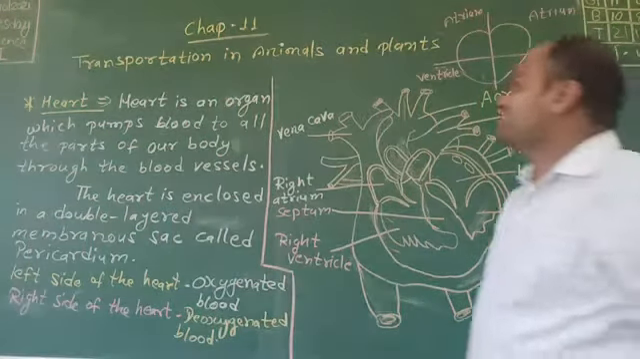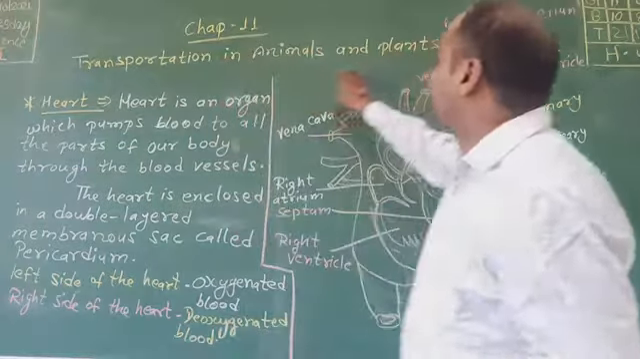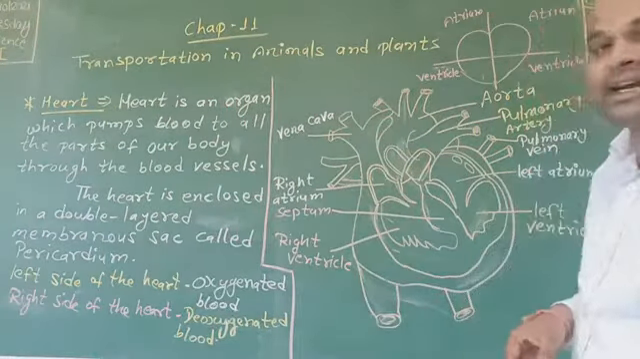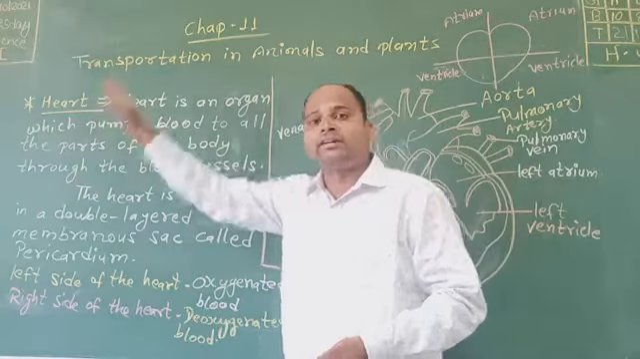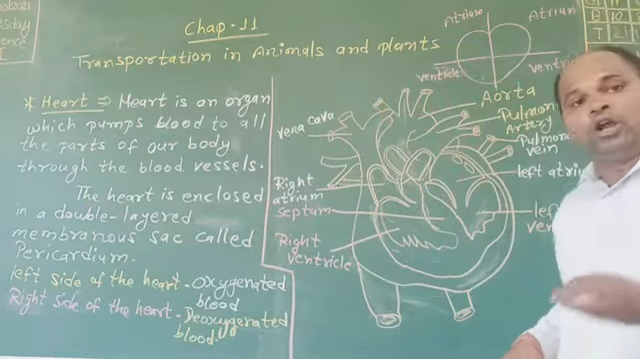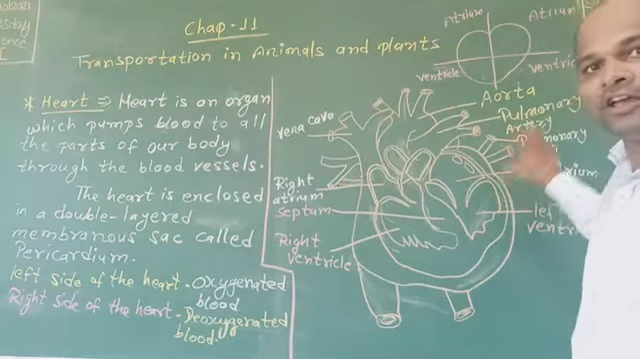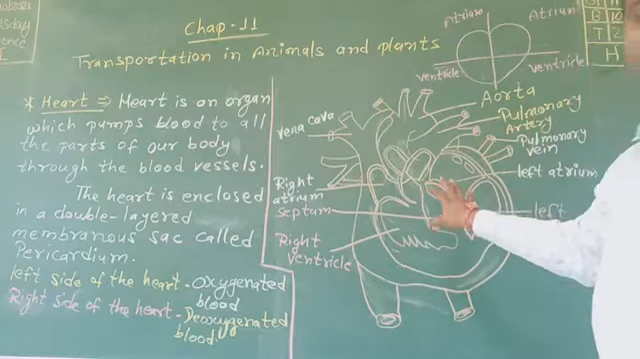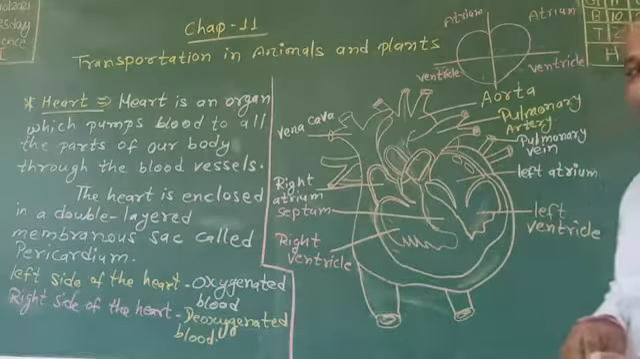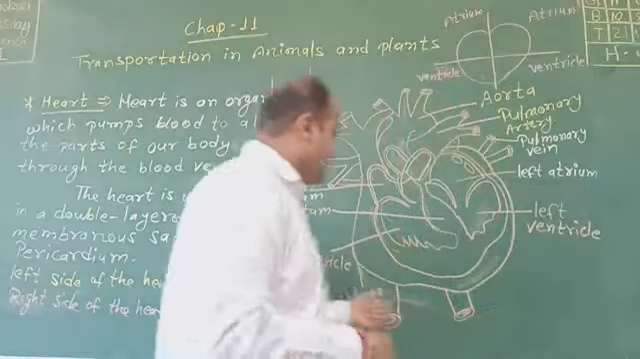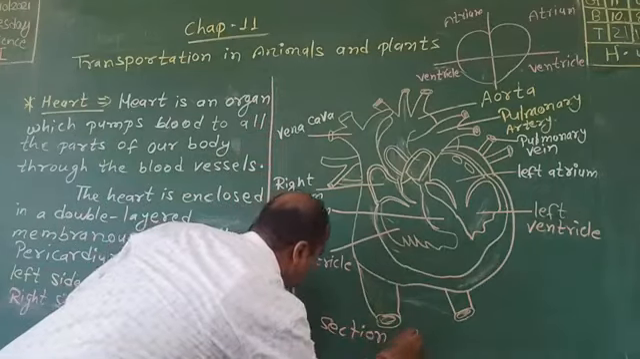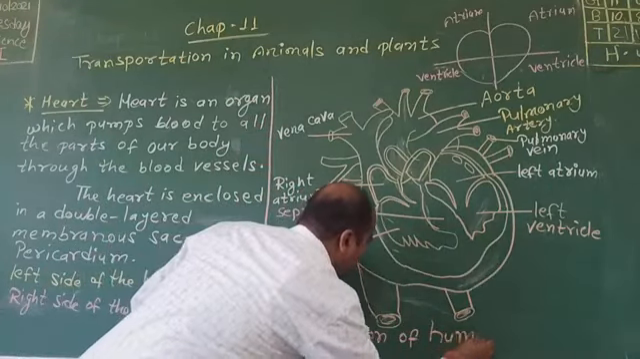Today I will teach chapter number 11, transportation in animals and plants. Students, today's class topic is the heart. Look at the picture on the green board. This picture is a section of the human heart.